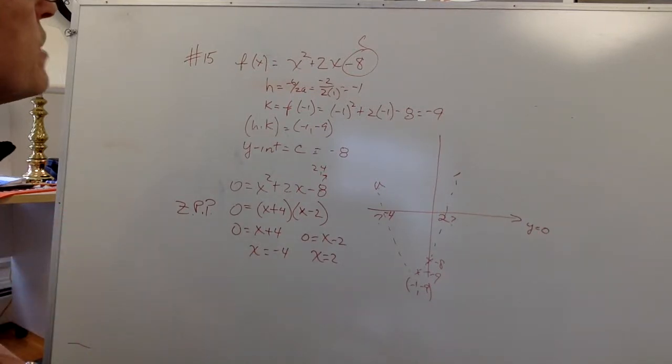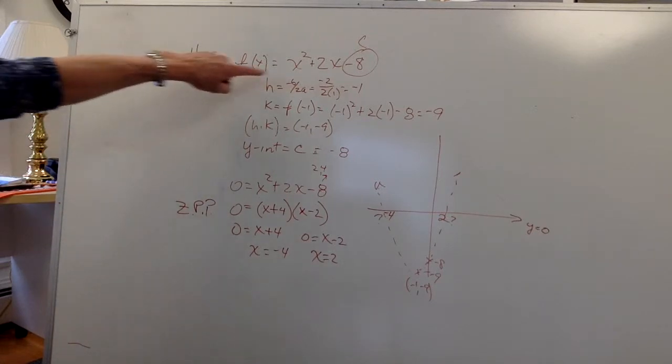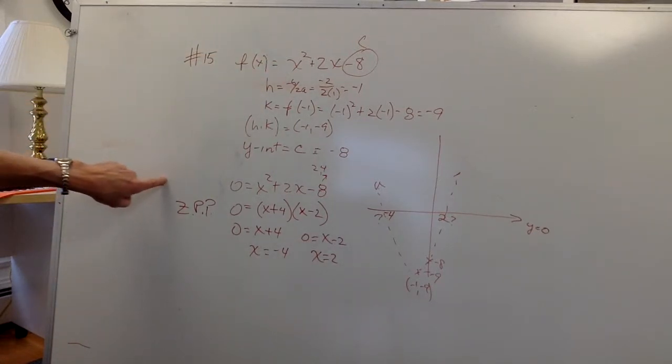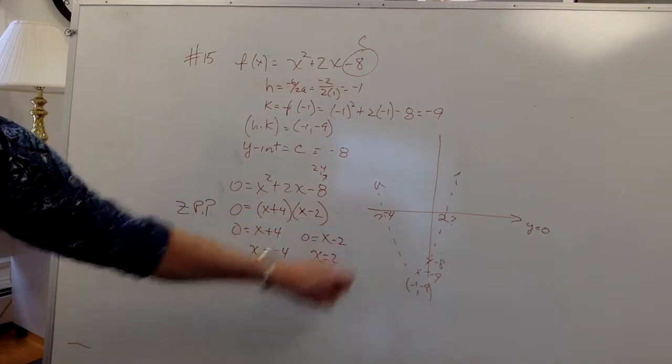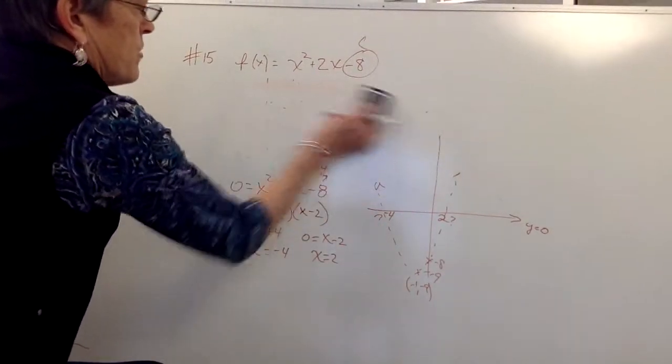But now what happens if we have a function where it's not easily factorable, which means we can't use factoring to solve for our zeros? So here's another example.